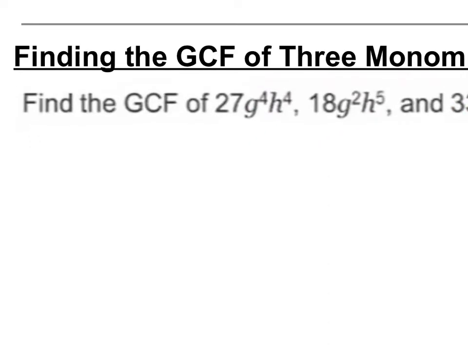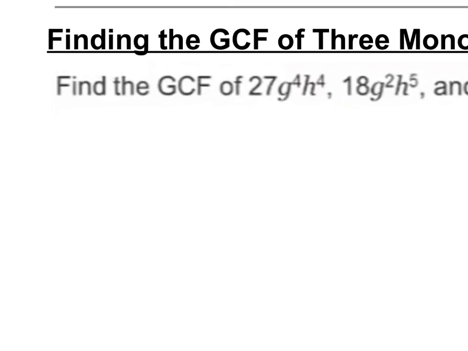Now notice that this doesn't have an h term in it. So that means that because this term doesn't have any h's, we can't find a common factor with these as well. So there actually isn't going to be any h term. So let's take a look at the numbers 27, 18, and 33.